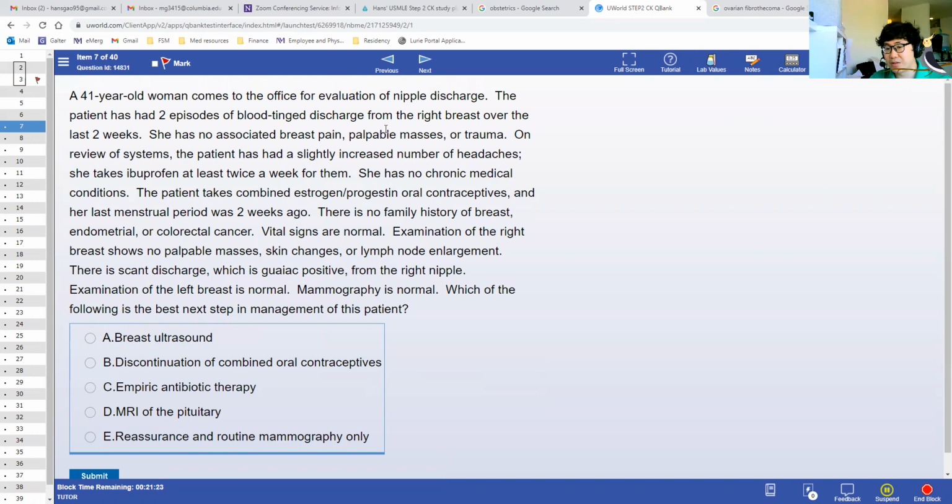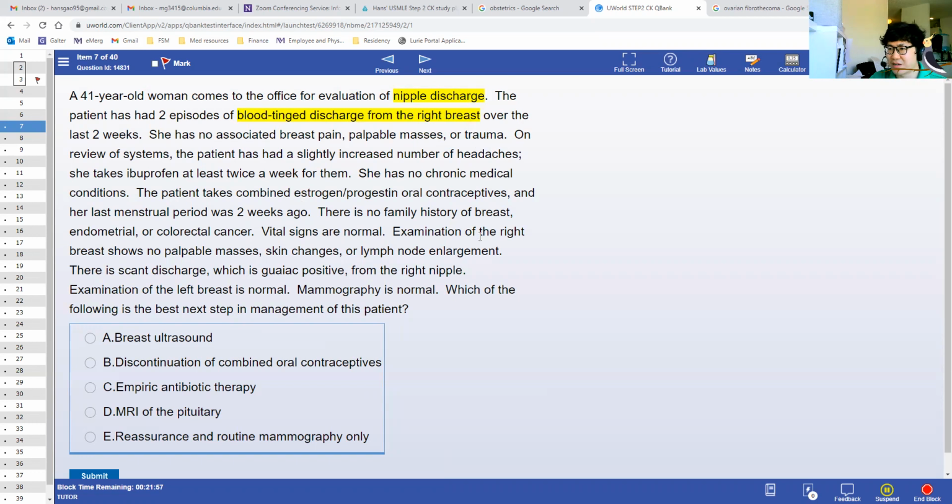Management question. Which is the best management for this patient? All right, so management question, breast issue, 41-year-old, nipple discharge, 2 episodes of blood-tinged discharge from the right breast only. When it's only from one breast, you can kind of rule out any type of endocrine disorder typically. If it's prolactinoma or something like that, you'd have it in both breasts. Slightly increased number of headaches, it's kind of pointing me towards endocrine, but I think that the right breast part is pretty conclusive.